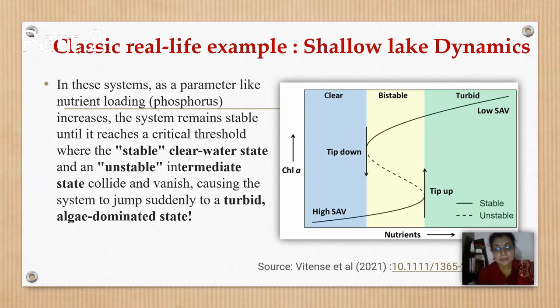Suppose through man-made intervention, some kind of nutrient loading is happening. So there is a kind of phosphorus, the nutrient, that gets loaded into this shallow lake. So what happens? These two states, the clear water state and the intermediate state, collide and vanish into a sudden jump to a turbid state where algae will dominate. So the fixed points vanished. The clear state and intermediate state are gone, and an algae dominated state emerged upon the variation of the control parameter. Here it is nothing but the nutrient addition. Beautiful, right?